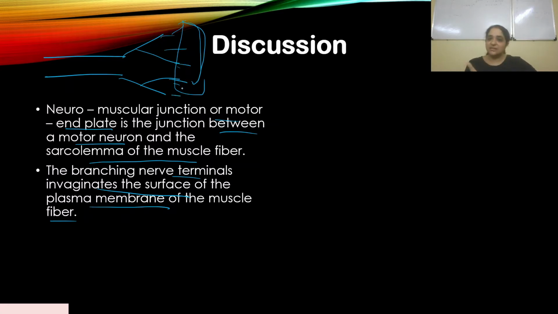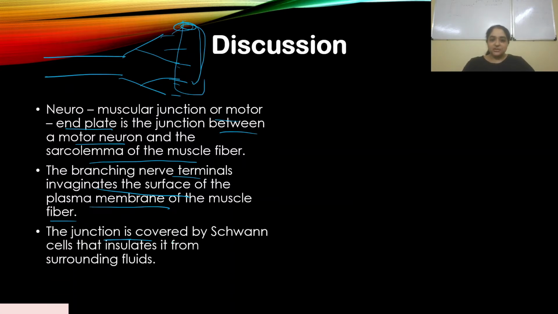These branches can vary from 3 to several thousands. These branching terminals form the junction with the muscle fiber. It's not the direct motor neuron which is going there. These branching terminals form an invagination. If you've studied the structure of the lung, you have the pleural membrane. That pleural membrane forms an invagination with the lungs, and I will show you a diagram of the neuromuscular junction. We will be able to understand that clearly.